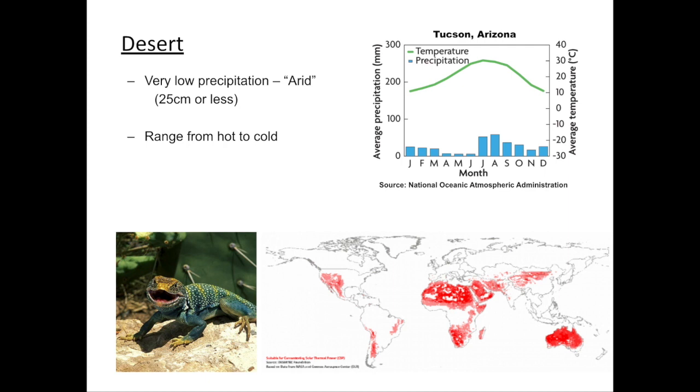Okay, and then if we look at our deserts, they will have very low precipitation. They're arid. So 25 centimeters or less of rain on average, that is what makes a desert a desert. Okay, are deserts hot? Well, many of them are, but not all of them. So they could be hot, and we also have deserts that are very cold as well. So the thing that makes a desert is that very low rainfall.